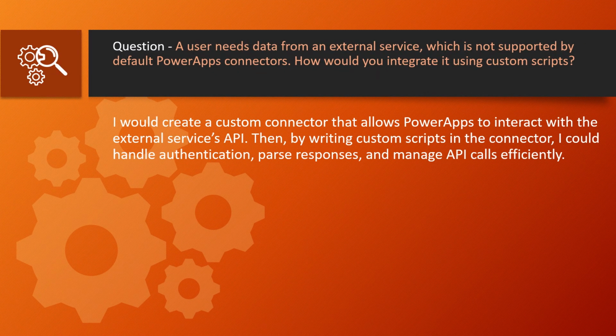The next question is, a user needs data from an external service which is not supported by the default Power Apps connectors. How would you integrate it using a custom script? In this case, I would create a custom connector that will allow Power Apps to interact with the external service API. Then by writing a custom script in the connector, I could handle authentication, parse the responses, and manage the API calls efficiently.